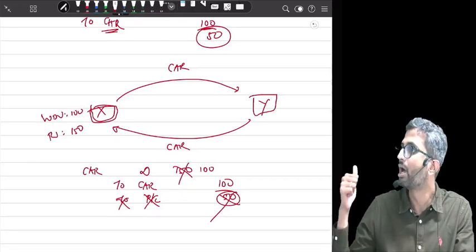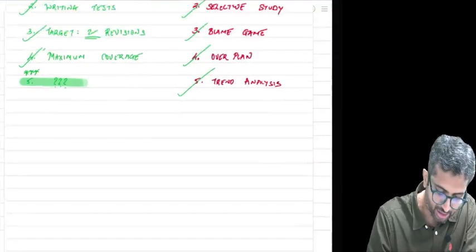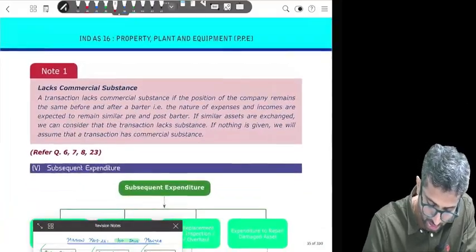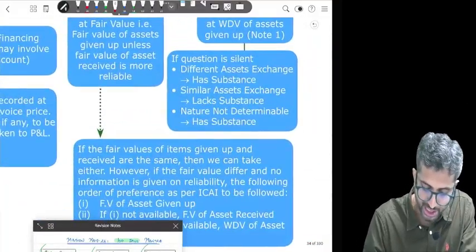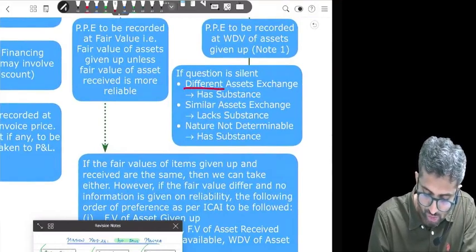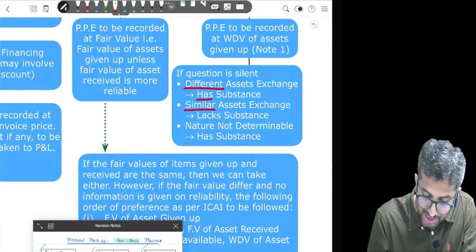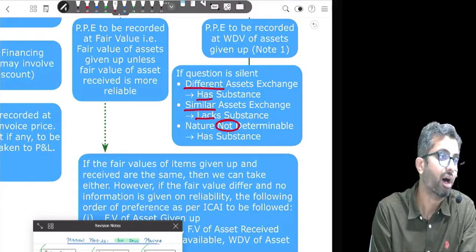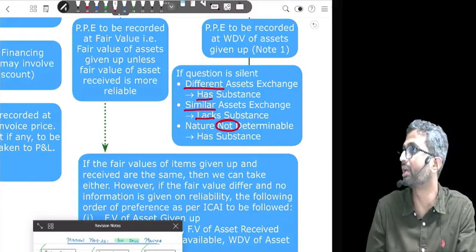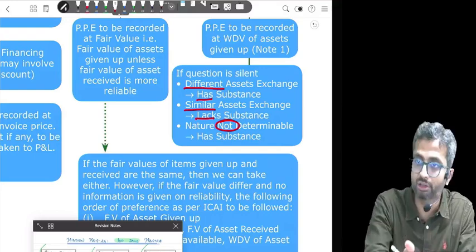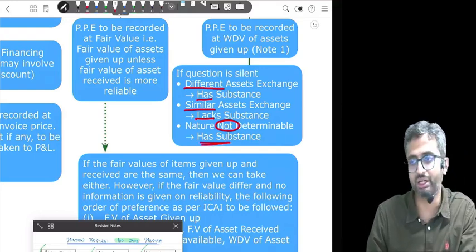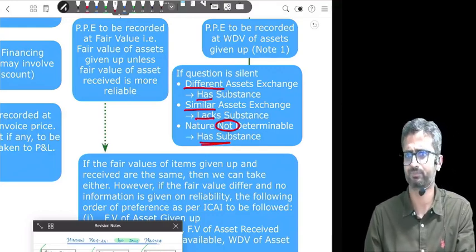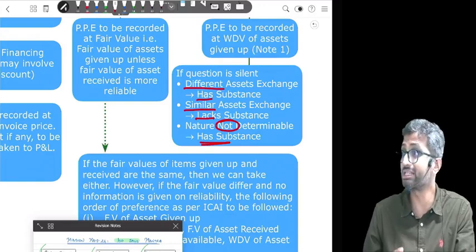So what is the rule in the exam? If the question is silent, if there are different assets exchanged, it has substance. Similar assets exchanged lack substance. But if the nature is not determinable, say machine X with machine Y, we don't know what machine X is. Machine X can be an AC, machine Y can be a projector. Then you assume that it has substance. Innocent unless proven guilty. Are we clear with this? Is everyone clear? Yes? Okay, so this is about Barter.